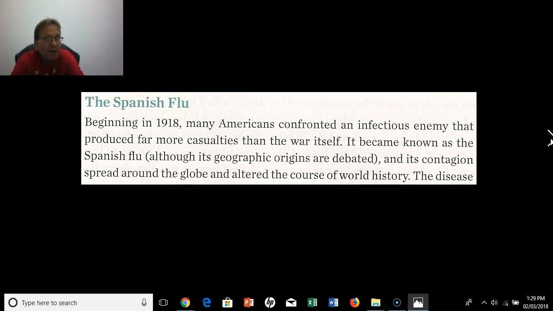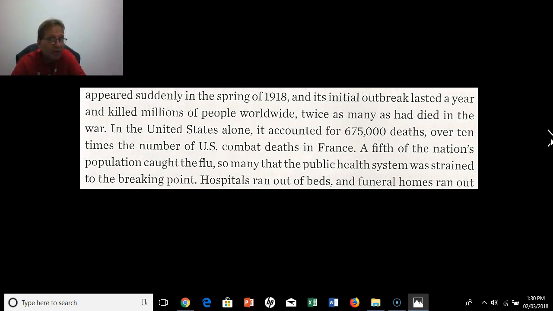Also, the Spanish flu, as mentioned in a previous video, will cause more casualties than the war itself. It became known as the Spanish flu, although its geographic origins are debated, and it spread around the globe and altered the course of world history. The disease appeared suddenly in the spring of 1918, and its initial outbreak lasted a year, and it killed millions of people worldwide, twice as many as had died in the war.